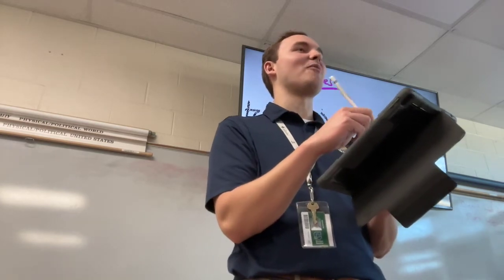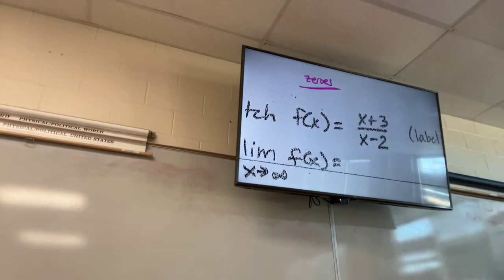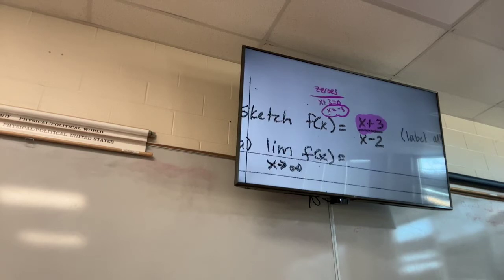How do I find the zeros? I set what equal to 0? I set the top equal to 0. X plus 3 equals 0. X equals negative 3 is my zero. Okay, for the vertical asymptote, what do I set equal to 0? Good job. X equals 2.